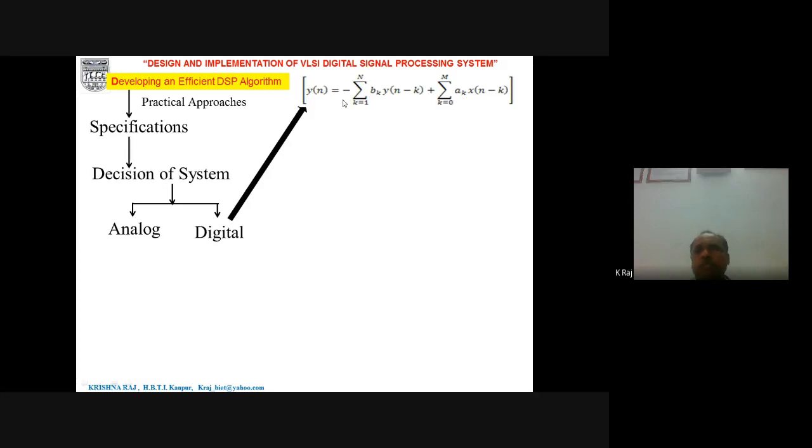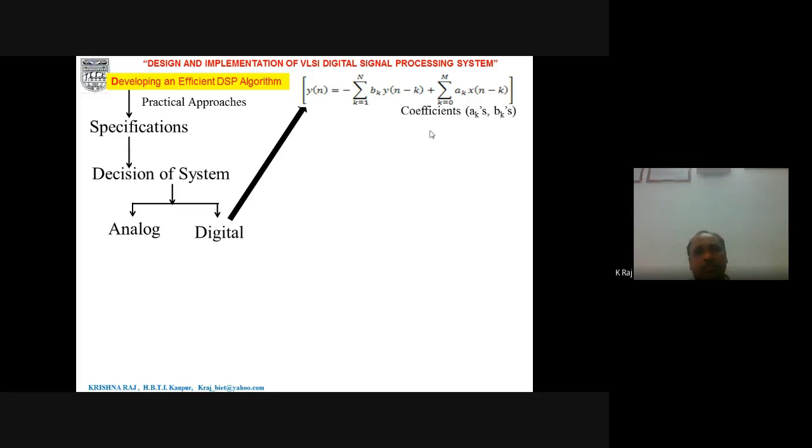That is, y[n] is equal to minus the summation from k equal to 1 to N of b_k y[n minus k], plus the summation from k equal to 0 to M of a_k x[n minus k]. And here we will see that this system may be the LTI system or the adaptive system, depending upon the nature of the a_k's and b_k's, that are the coefficients.